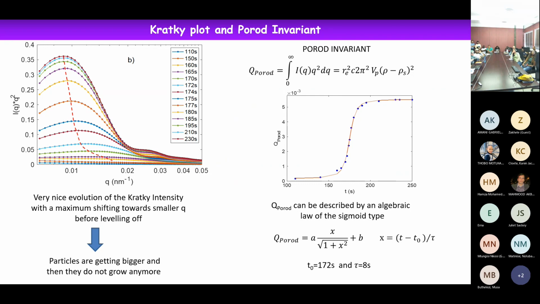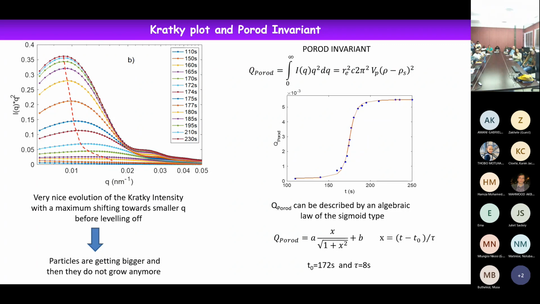So what does it tell you? It tells you that the Porod invariant is growing, and what is the Porod invariant? It's the concentration of the particles times the difference in densities of the particles minus the solvent, times the volume of the particle. So what you see here is that the growth of those particles is actually arriving at about 170 seconds and into a burst.